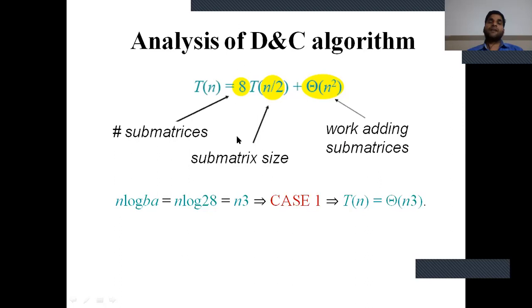So we solve n to the power log base b of a, which is n to the power log base 2 of 8, meaning 2 to the power 3. So the value of n^(log base b of a) equals n cube. The maximum time complexity is n cube. So the worst case time complexity T(n) equals theta of n cube in the case of divide and conquer. So it is no better than the ordinary algorithm. Compared with the standard algorithm, it is not better.